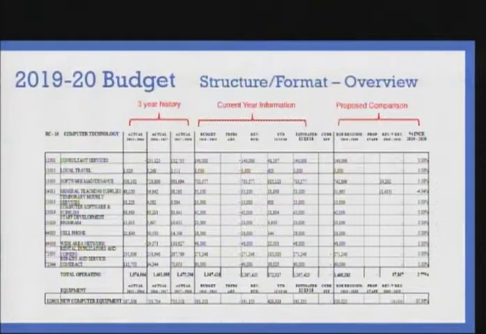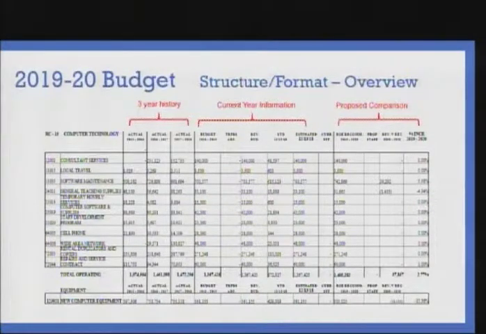As you look at each individual RC, here's a snapshot of what you'll be looking at. This one in particular is RC 15, which would relate to computer technology in the upper left-hand side. We give you a 3-year history of our actuals, of what was actually spent, and then we also focus on the current budget year information. So what you'll see is the adopted budget for 18-19, excuse me.